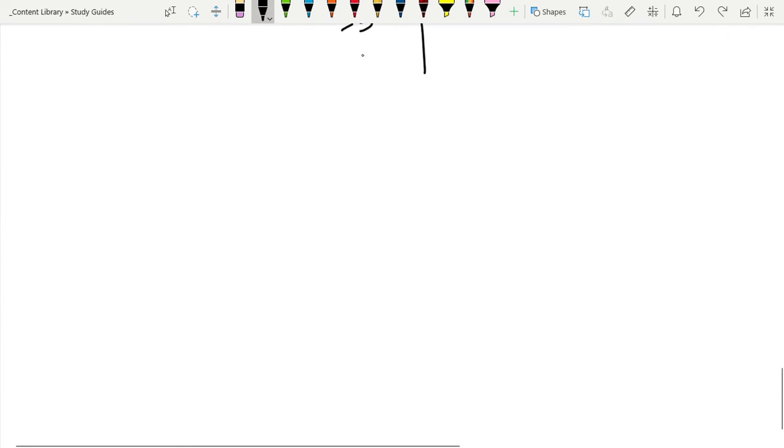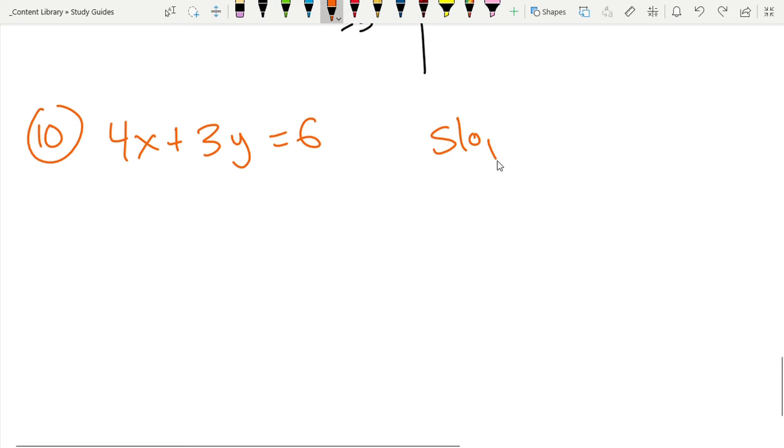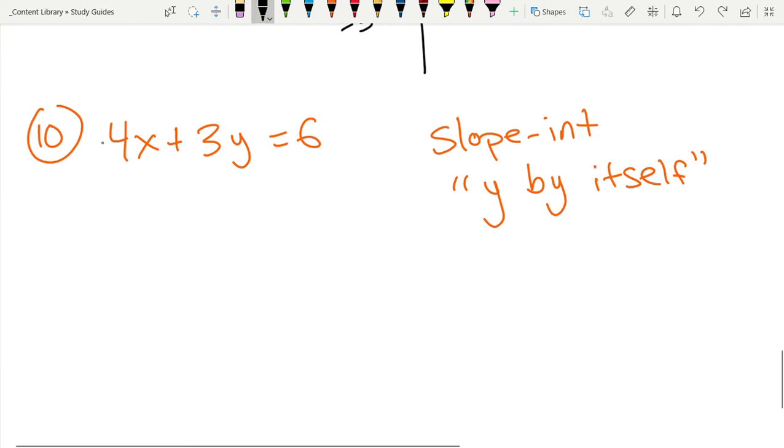All right, number 10. It says rewrite 4x plus 3y equals 6 in slope-intercept form. Well, remember, the way you know you're in the correct format for slope-intercept is the y is by itself. So that's all we're doing here. We've got to get this y all by itself. So we've always gotten rid of our standalone numbers first. So to get rid of 4x, we subtract 4x, and we do it to both sides.